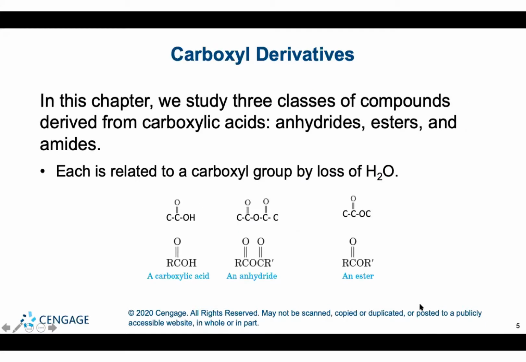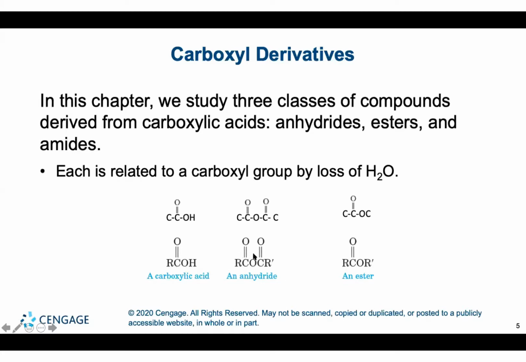Okay, let's talk about carboxyl derivatives. What does it mean? Look at the carboxylic acid we just talked about. We have a carbonyl group and there is OH attached to it. That's the carboxylic acid. In another form of the derivatives, when we have an anhydride, the oxygen and the carbonyl group are preserved. Look at here, compared to the carboxylic acid.